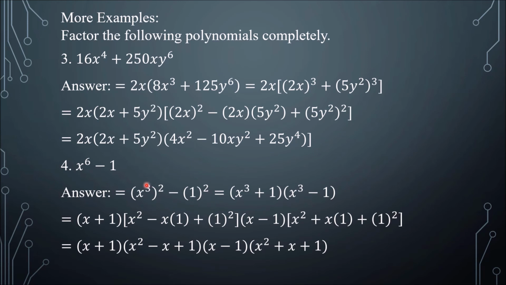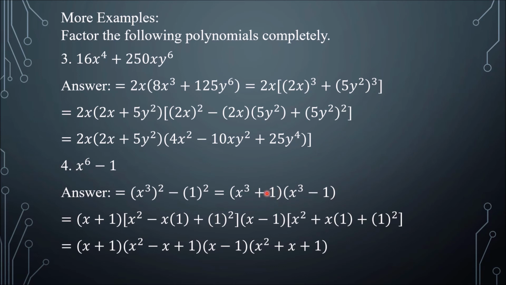Now in order to factor this, we have the plus and minus, remember? So x cubed, and then 1, and then plus. So x cubed plus 1 times x cubed minus 1. Now, we're not yet done because x cubed plus 1 is a sum of two cubes.